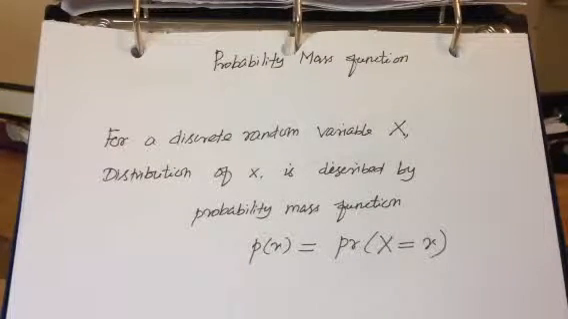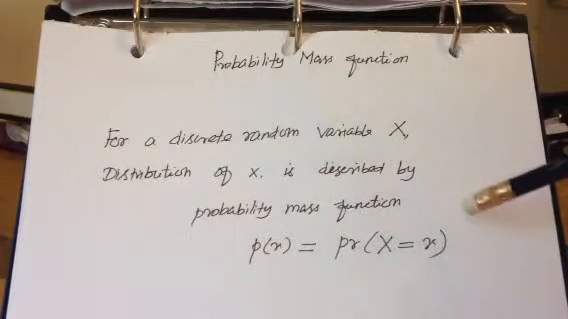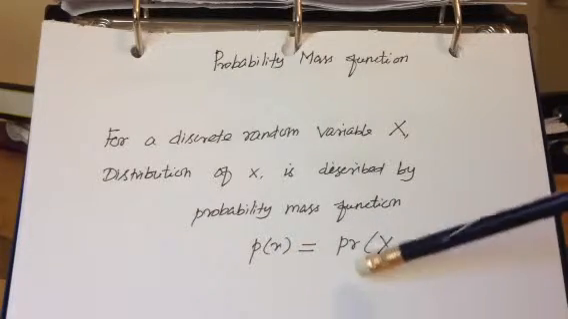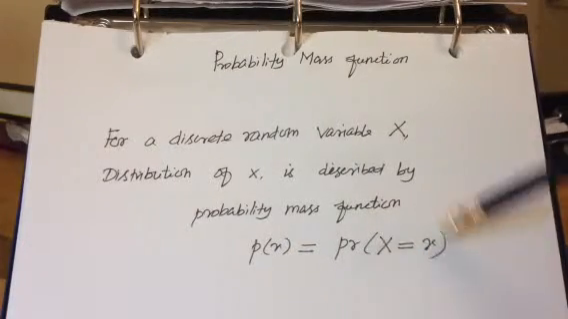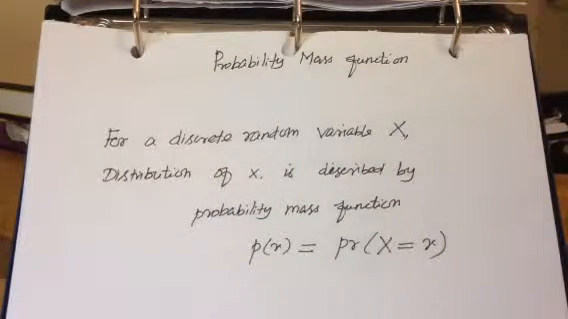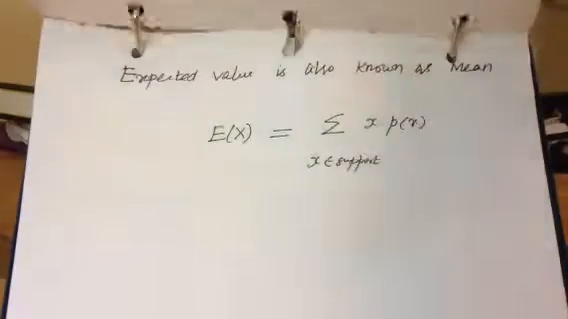Now I'm going to explain about probability mass function. For a discrete random variable x, the distribution of x is defined by the probability mass function. It's the probability of X equal to x. This function is called the probability mass function. I'm going to move on to my next slide.